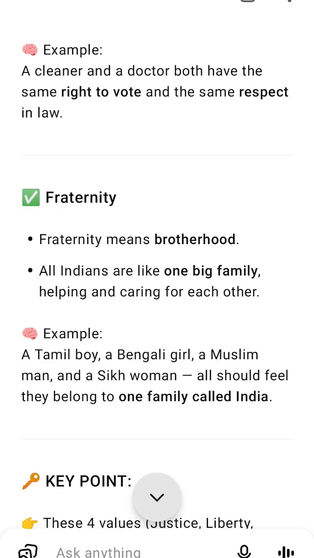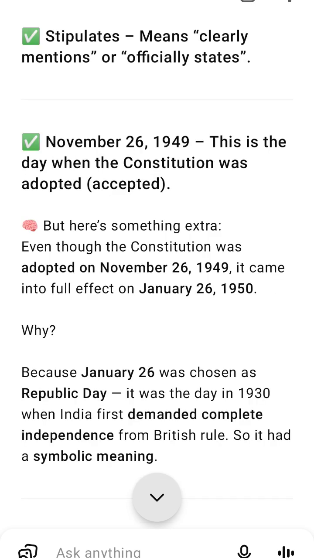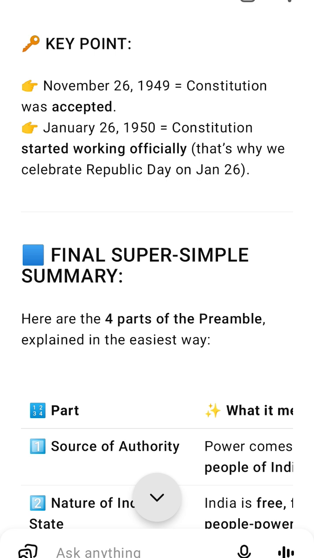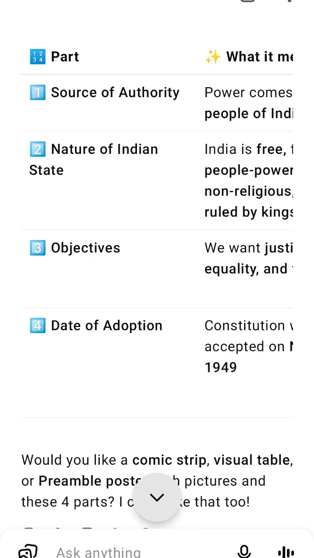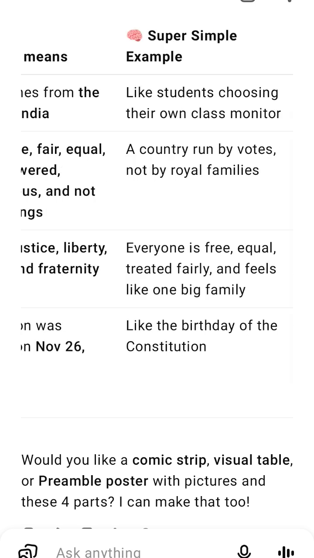What does this mean? It means that ordinary people, not kings or foreign rulers, are the real source of power. The Constitution was made by the people, and the government works for the people. In India, the people are the masters, and the government is their servant. Simple example: imagine a school where students vote and choose their own class captain. That captain has power because the students gave it to them. In the same way, the Constitution and the Indian government get their power from the Indian citizens.